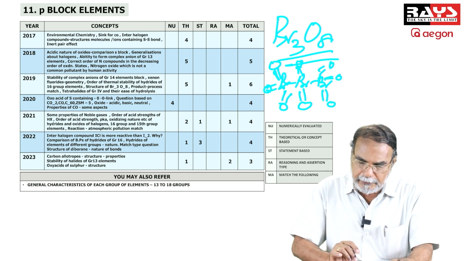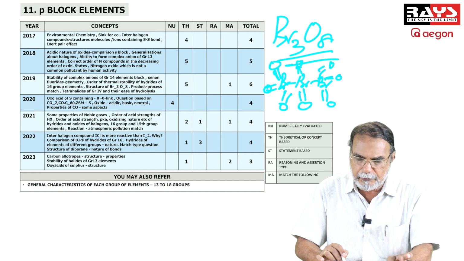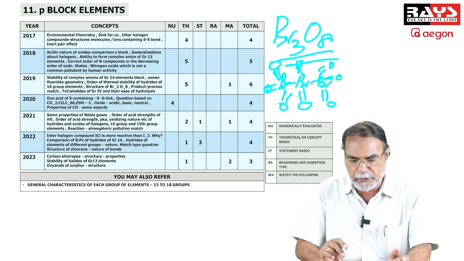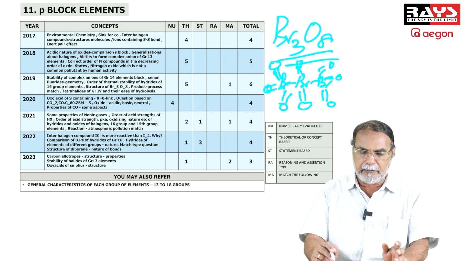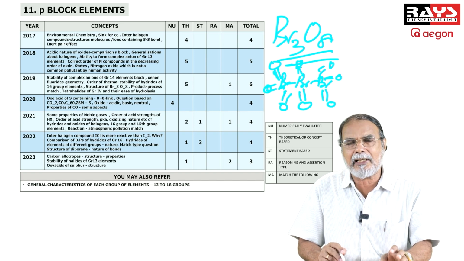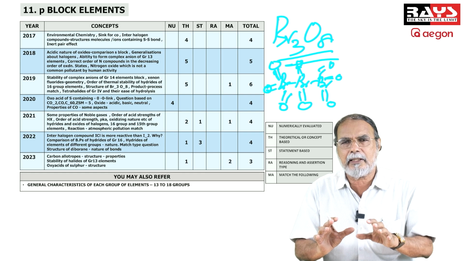Okay? And then in 2021, some properties of noble gases, order of acid strength of HX, order of acid strength, pKa, oxidizing nature, etc. of hydrides and oxides of halogens, and group 16 and group 15 elements, reaction, atmospheric pollution, match, etc. But the environmental chemistry chapter being deleted, I think a question on atmospheric pollution is not likely to be asked, but still something general everyone must know.